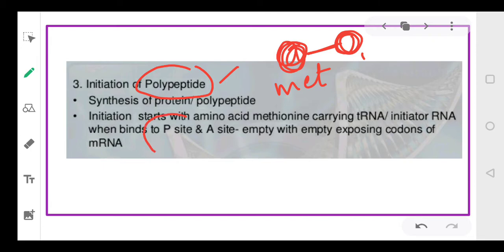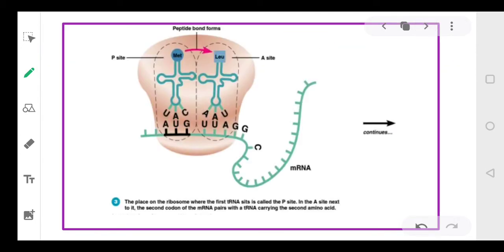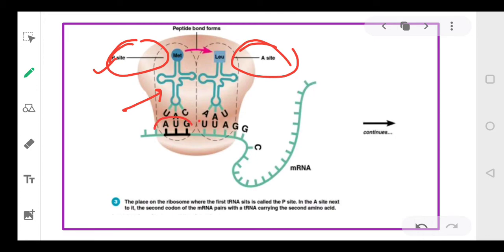So the methionine binds with the P site and the next tRNA will bind with the A site. Okay, let's see the P and A sites. This is your A site, and this is your P site. Your initiation codon is bound to the P site. You must remember it; many times it is asked in the exam that the initiator tRNA will bind with which site? It will bind with the P site. Your initiation codon is AUG and this tRNA is called the initiator tRNA.